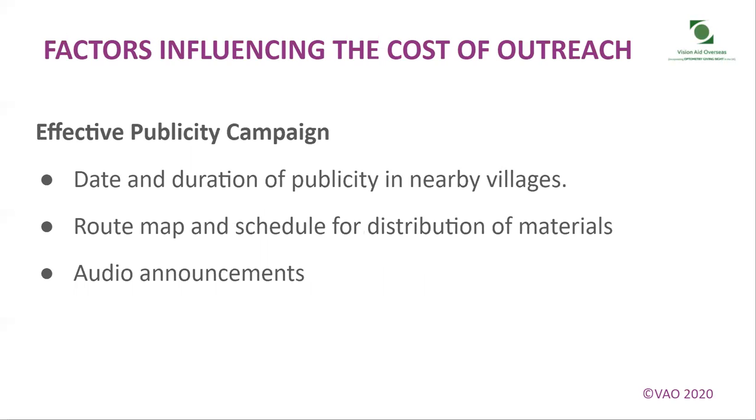A publicity campaign must be planned scientifically and executed effectively in order to reach the targeted population for each outreach event. Based on the geographic information collected in the systematic planning stage, a publicity plan should be made with details of date and approximate duration of publicity in nearby villages. Include a route map and schedule for distribution of publicity materials.